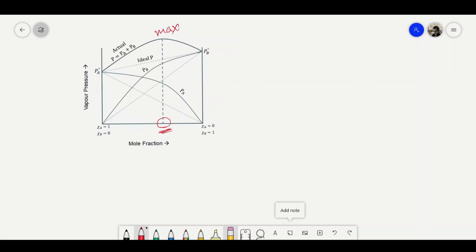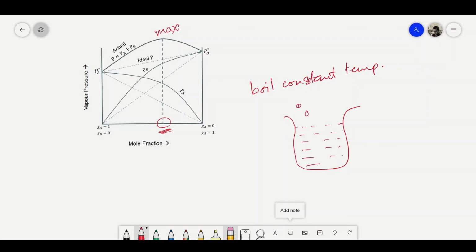Another point to be noted here is that at this particular concentration of the solution, the solution will boil at a constant temperature. What that means is that if we boil the solution at this concentration, both the solute and the solvent molecules will evaporate at the same temperature. That means the composition of the vapor phase and the liquid phase will be the same, or in other words, the solution at this concentration will behave as a pure solvent. So this type of mixture that boils at a constant temperature is also called an azeotrope.